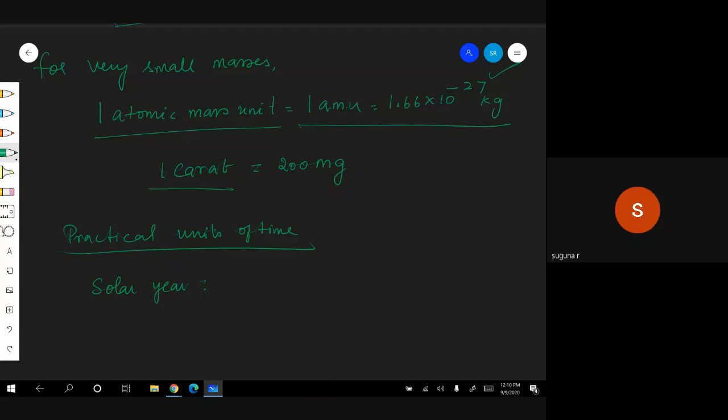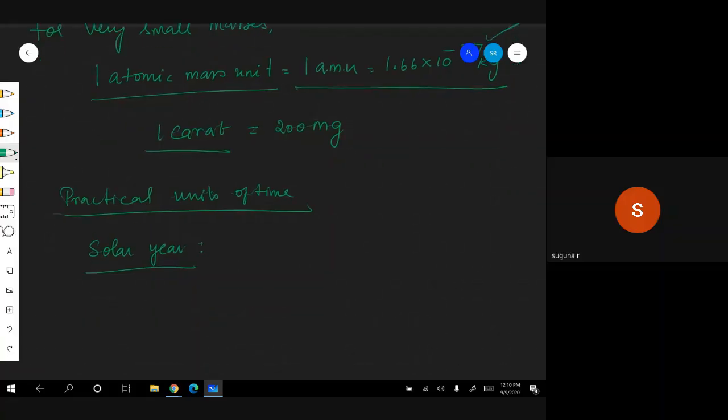What do you mean by solar year? Solar year is the time taken by the Earth to complete 1 revolution around the Sun. That is what is called a solar year. 1 solar year is 365.25 days.